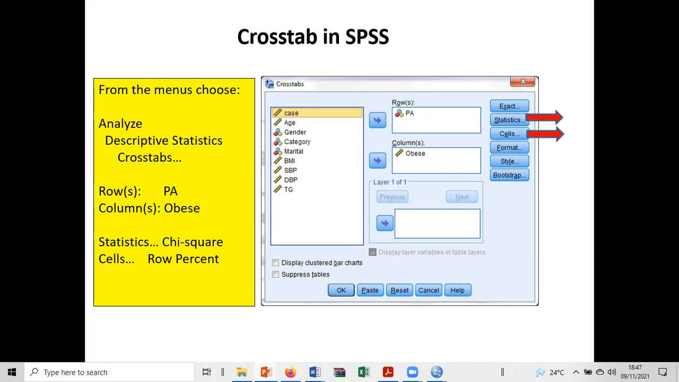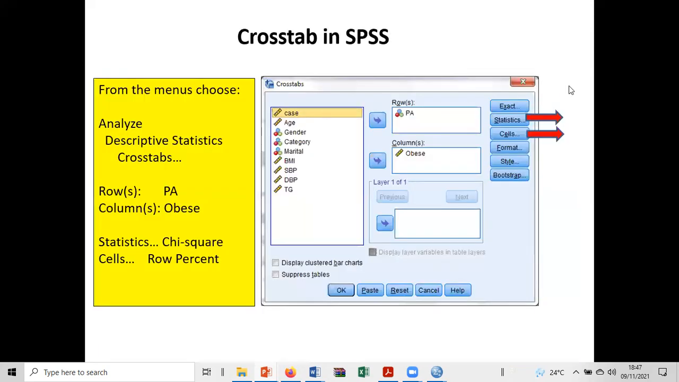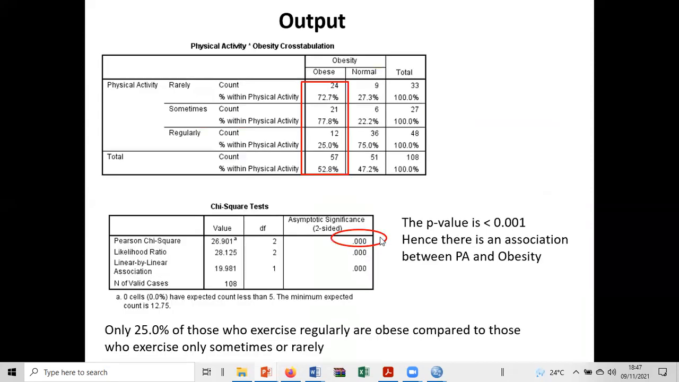So I go to the data, click on statistics, under statistics, chi-square. And then go back again, under cells, row percentage. That's all, very simple, straightforward. Look at the results.